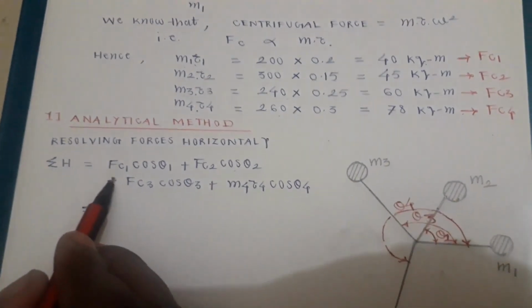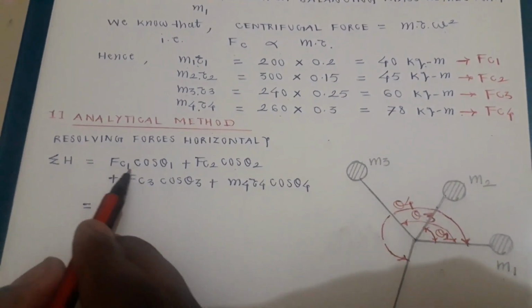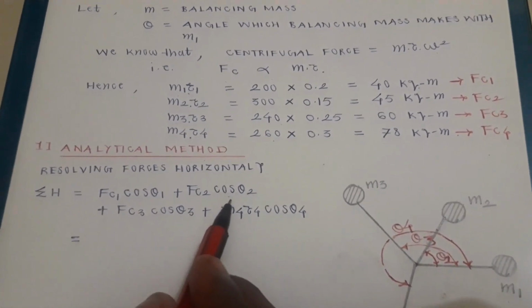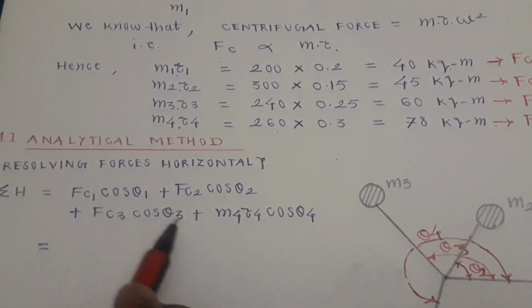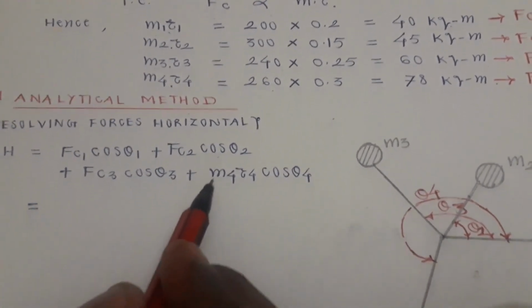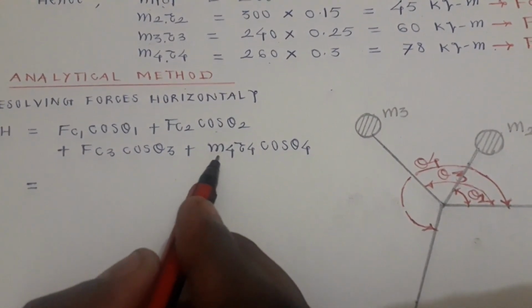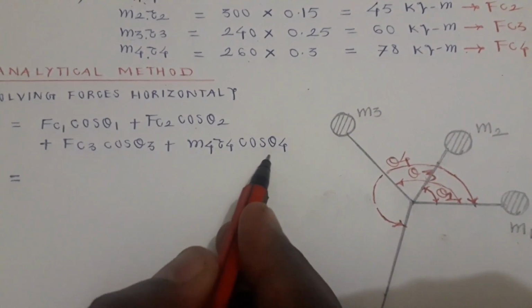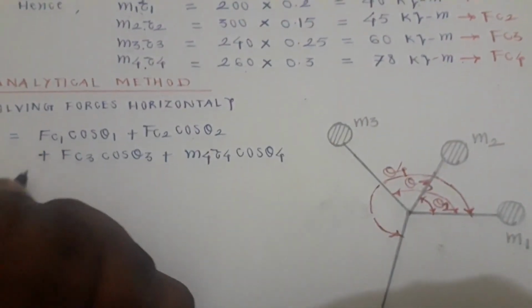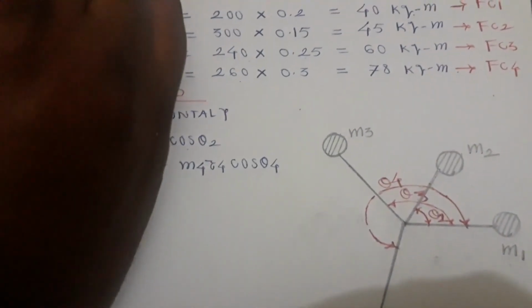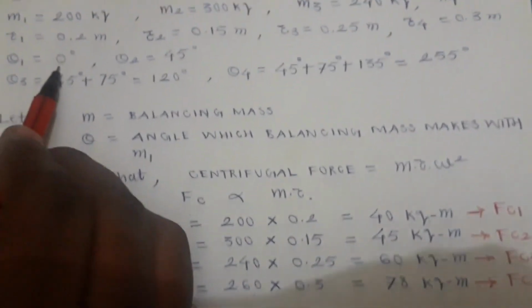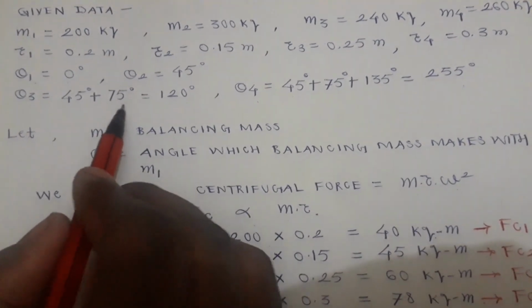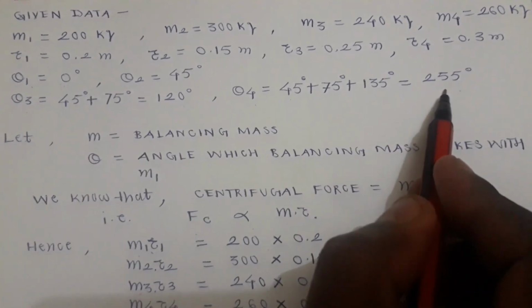So here it is. For the first mass, FC1 into cos of theta 1 plus FC2 into cos of theta 2, FC3 cos of theta 3, plus again similarly the product of this mass into the radius, that is FC4 cos of theta 4. So already we have calculated the values, and already we have the angles also. Theta 1 is 0 degree, theta 2 is 45 degree, theta 3 is 120 degree, and theta 4 is 255 degree.